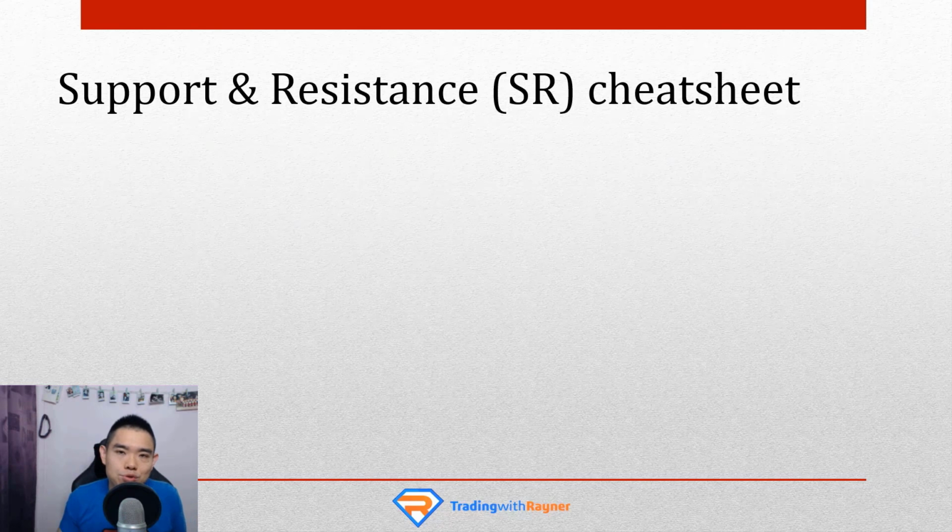So in today's trading, I want to share with you my support and resistance cheat sheet. Why? Simple. Because support and resistance is one of the most popular concepts in technical analysis, and there's a lot of information out there. And when there's a lot of information out there, you get conflicting information. How do you know what's real and what's not about support and resistance?